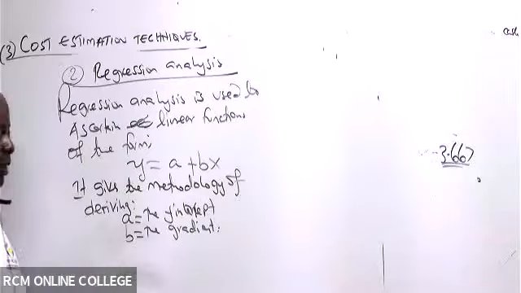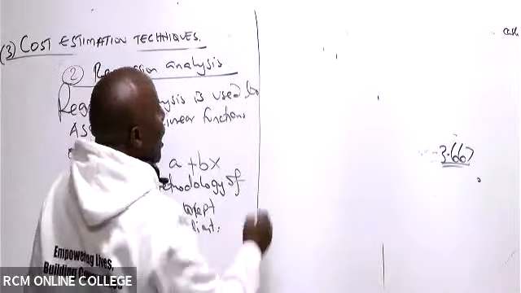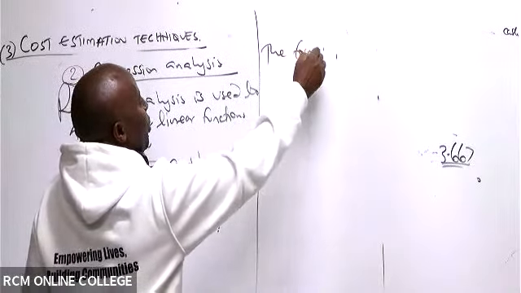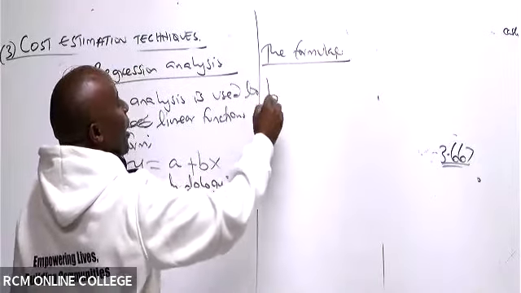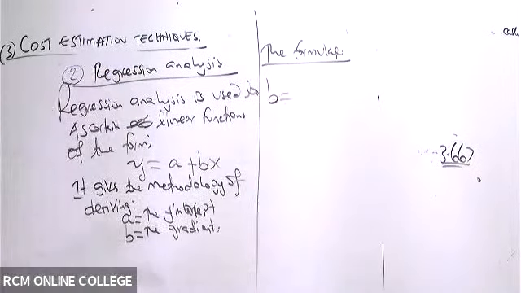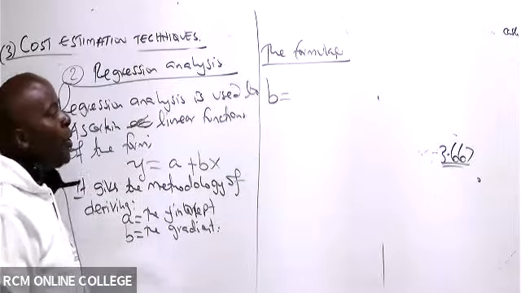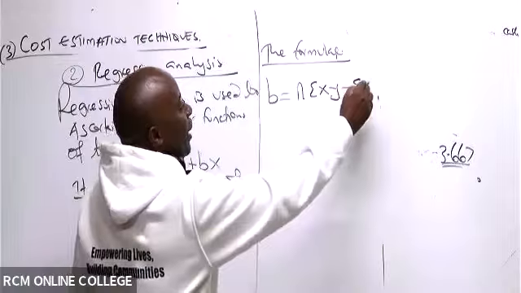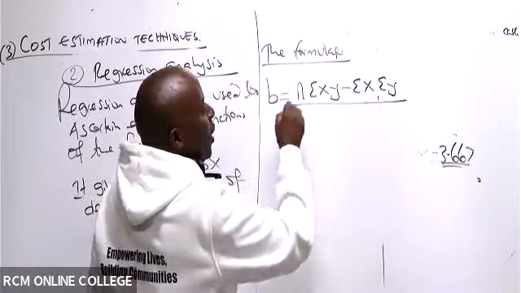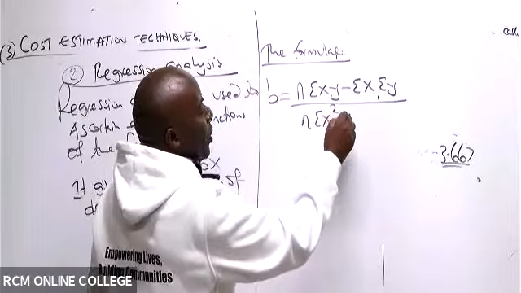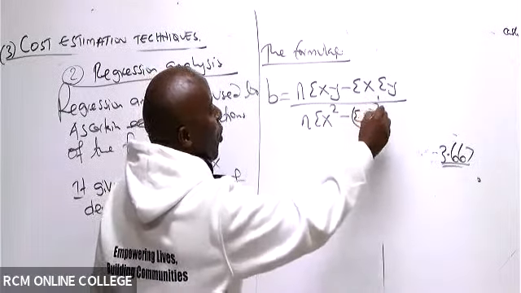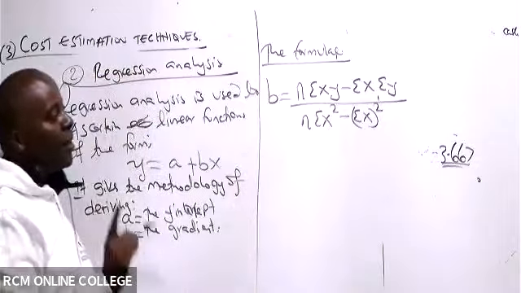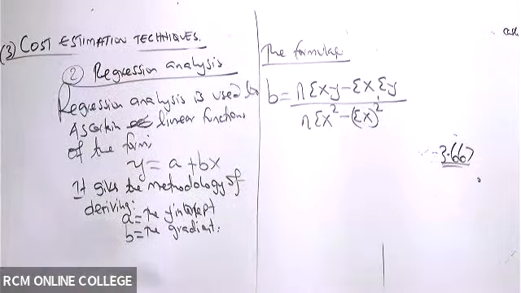And then you come, ladies and gentlemen, here and write the formula. The formulae, because there are two of them. The formulae to be able to get the value of B using regression analysis. To use regression analysis to get B, we take n summations of xy minus summation of x, summation of y, all over n summations of x squared minus summation of x squared. I know you have seen this bad, the one with spectacles, but just first of all, copy down. Don't fear it at all.